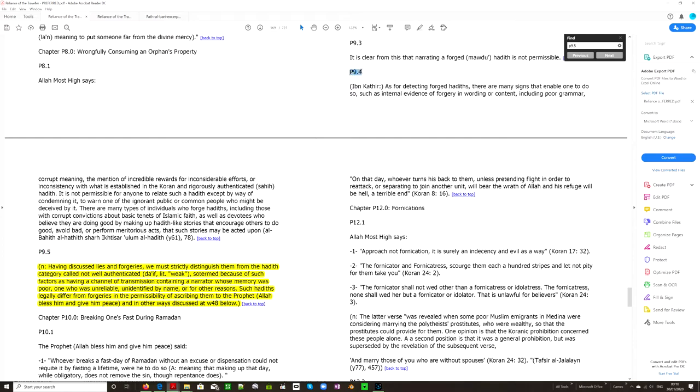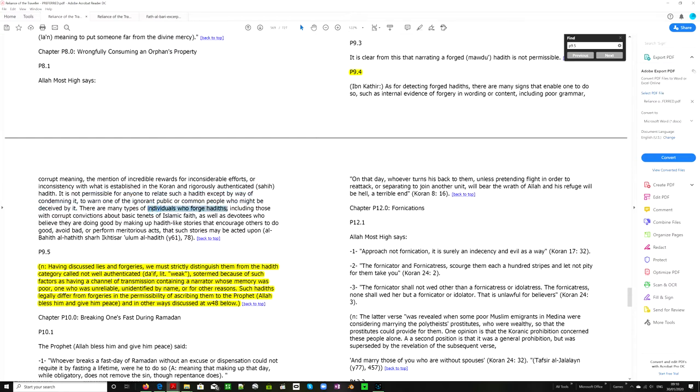This is P9.4 right here. And this is from Ibn Kathir, who is possibly the most authentic, the most highly regarded tafsir author in Islam. "As for detecting forged hadith, there are many signs that enable one to do so, such as internal evidence of forgery in wording or context, including poor grammar, corrupt meaning, the mention of incredible rewards for inconsiderable efforts, or inconsistency with what is established in the Quran and rigorously authenticated Sahih hadith. It is not permissible for anyone to relate such a hadith except by way of condemning it, to warn one of the ignorant public or common people who might be deceived by it."